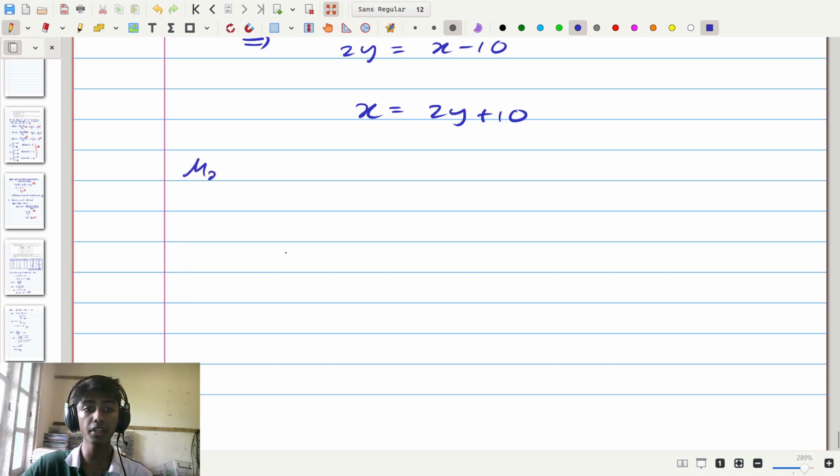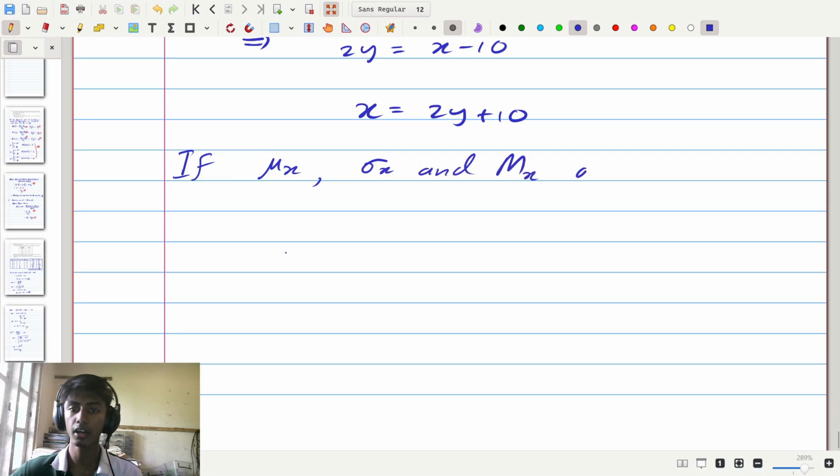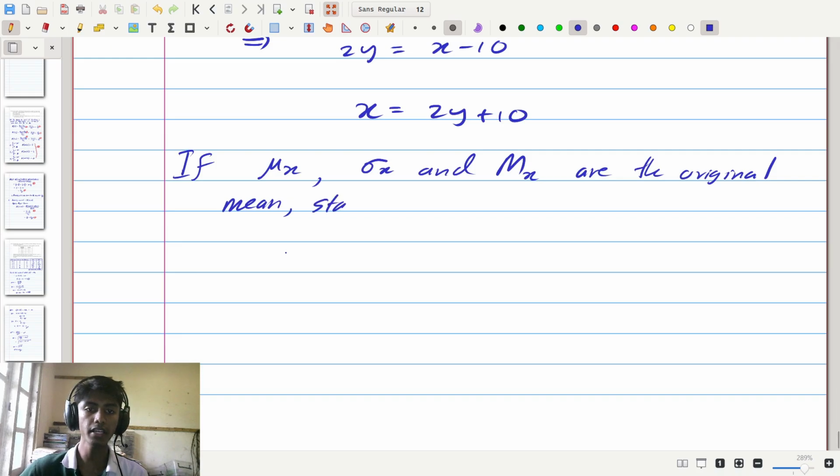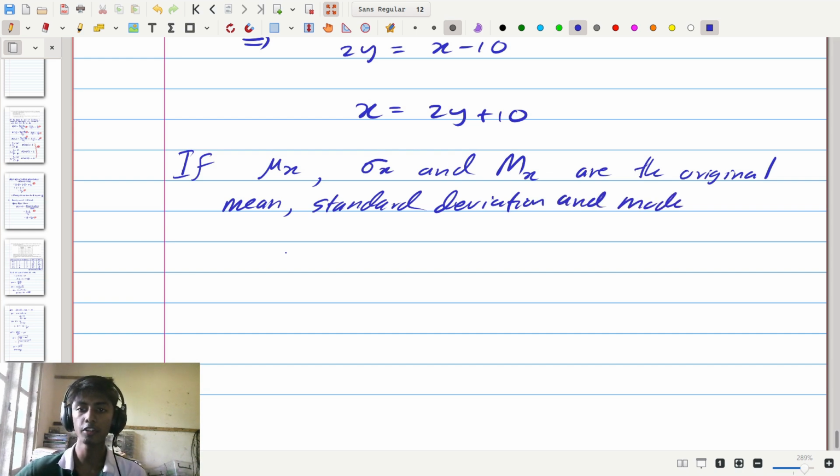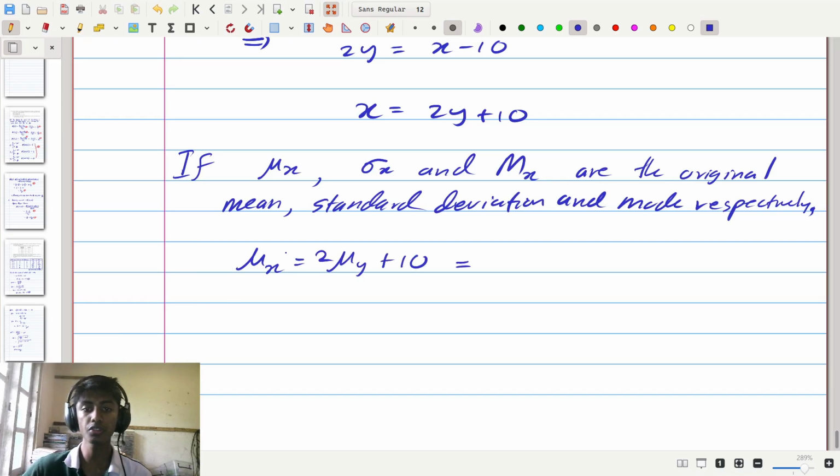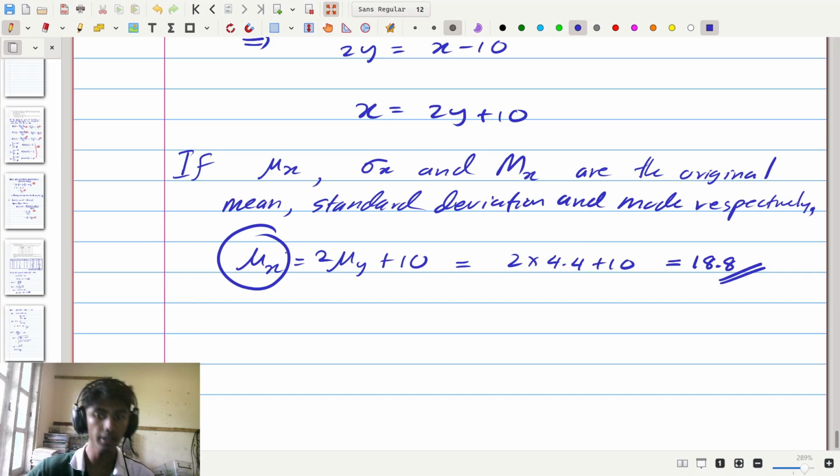And therefore, if we consider the mean, mode, and the standard deviation of the used or the final data, which we are going to represent with mu x, sigma x, and also capital Mx for the mode, we can say if mu x, sigma x, and capital Mx are the original mean, standard deviation, and mode respectively, then mu x is equal to the old mu, which is mu y, times 2, so 2 mu y plus 10, which is equal to 2 times 4.4 plus 10, which is equal to 8.8 plus 10, or 18.8. So the new mean, or the mean of the original data, is equal to 18.8.